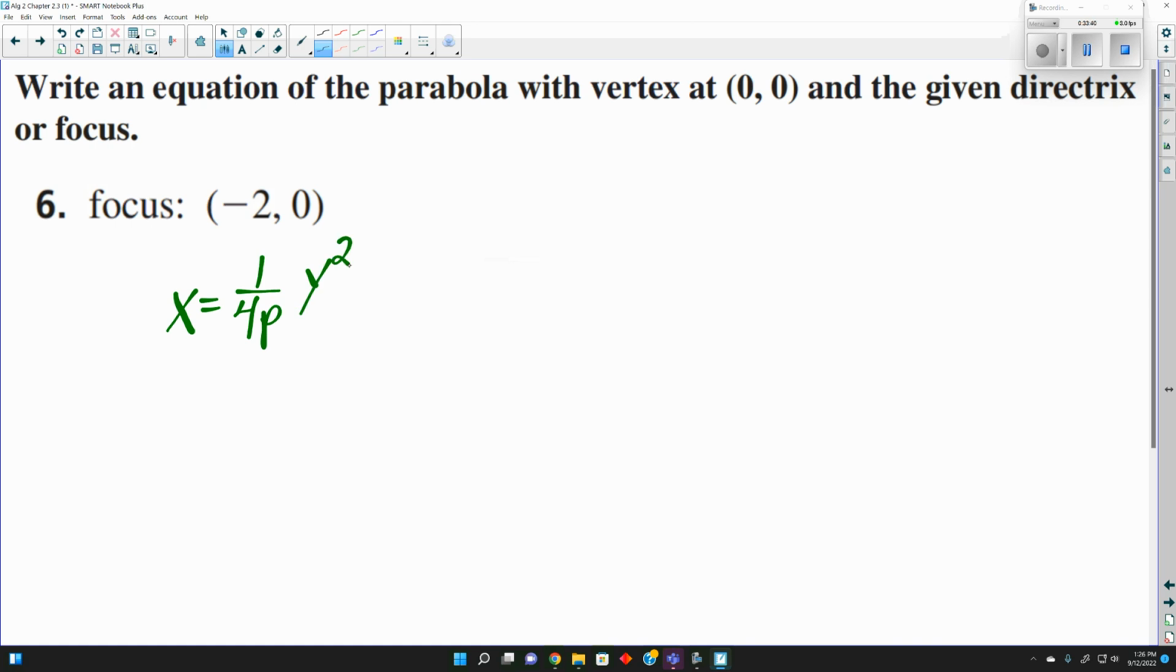So the general equation for this here is going to be x equals 1 over 4p y squared. And the reason we know that is because for the focus, if we look at the 2 focus points, the one they gave us is negative 2 comma 0. 0's in the y, yes? Out of the 2 they gave us, which one has a 0 value for the y? The x equals. So we have this here.